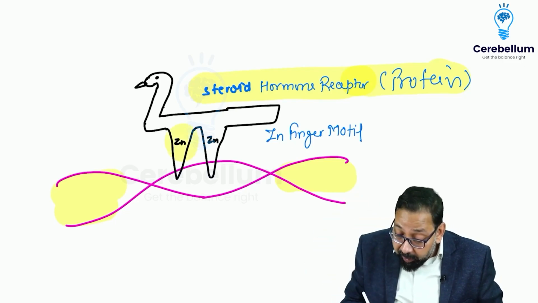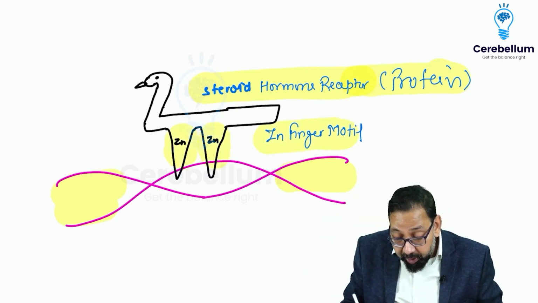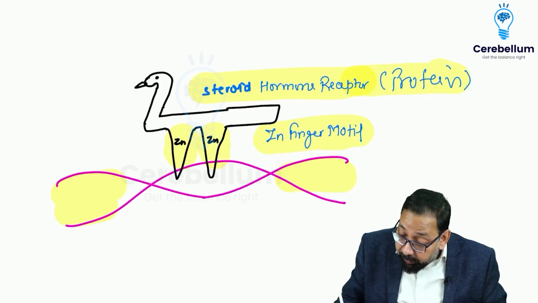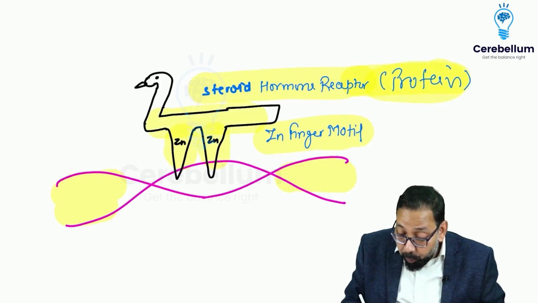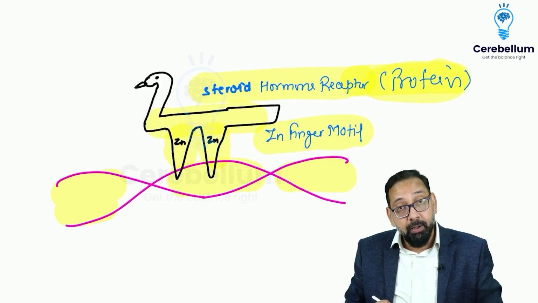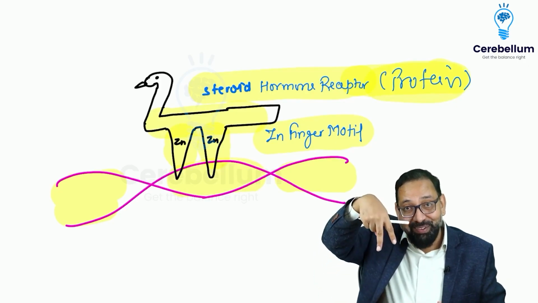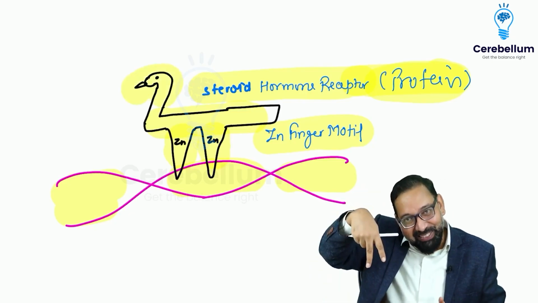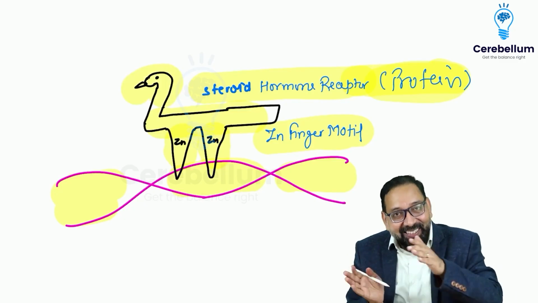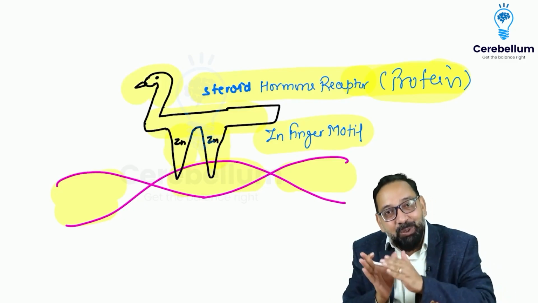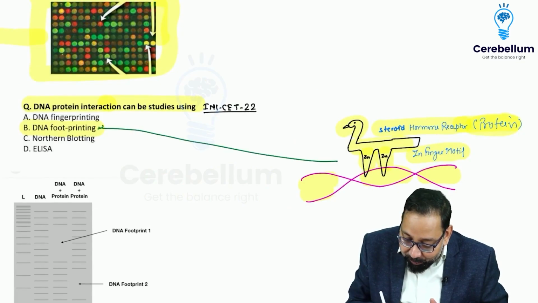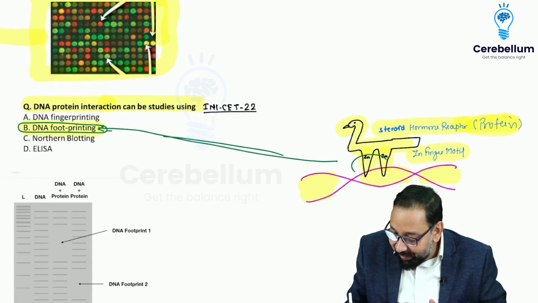And these finger-like projections have zinc, and this is called the zinc finger motif. So we found that these receptors or proteins interact with the DNA by this foot. Yes, this is a mnemonic. This is a duck having two feet, and this is interacting with DNA. So DNA-protein interaction is studied by footprinting. So foot, these are feet.